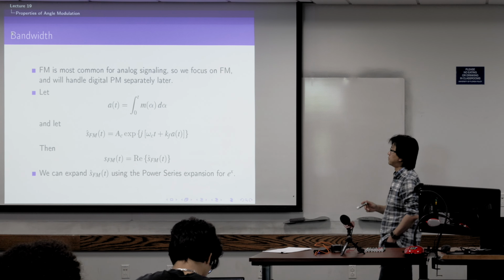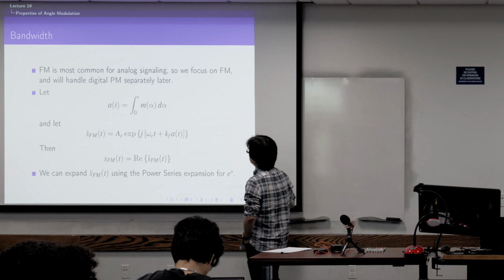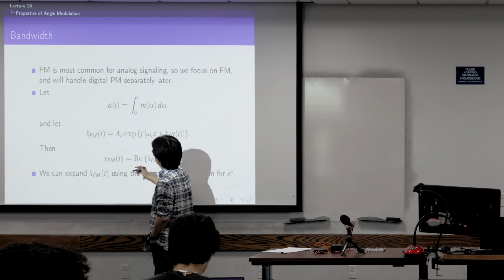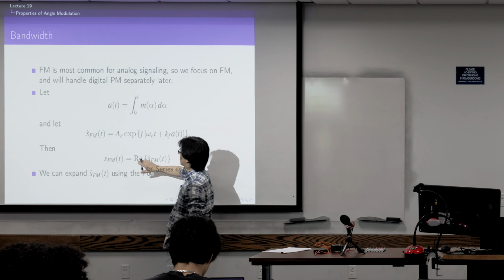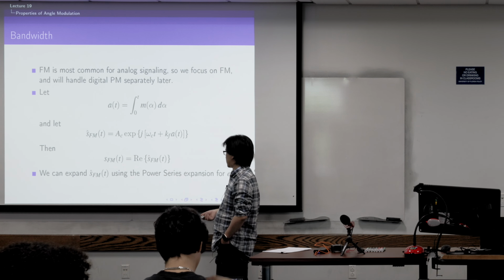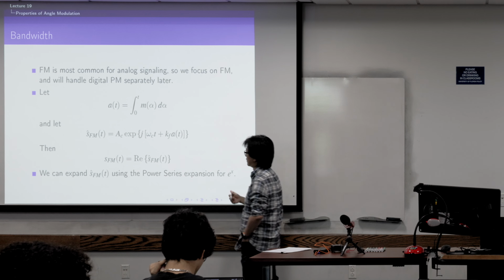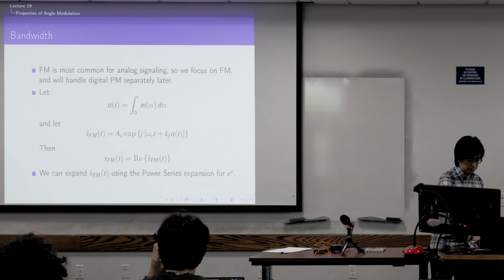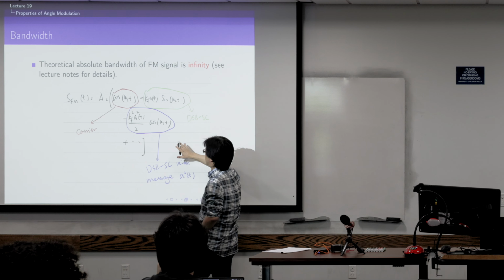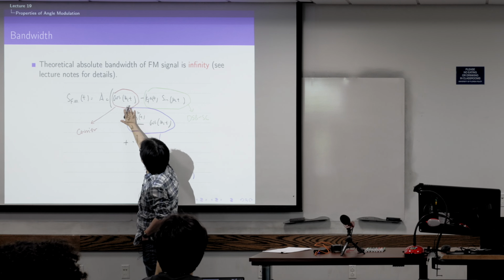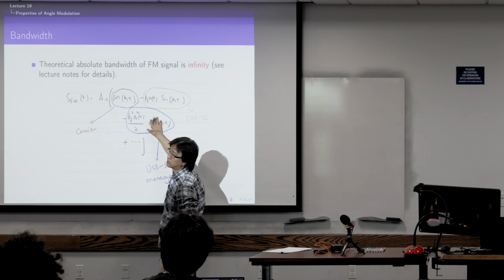And then we talked about the bandwidth of the FM signal. In order to see the bandwidth, we rewrite the modulated signal using the complex exponential, and then take the real part of it to get the modulated FM signal, right? And then we use a Taylor series expansion to write this signal out. So after some manipulation, what we got is this term and this term. This term is very similar to the DSBSC, and then there are some higher order terms here, right?